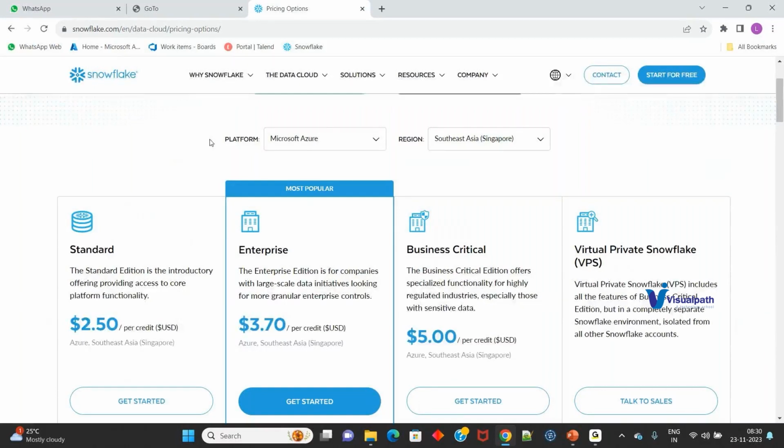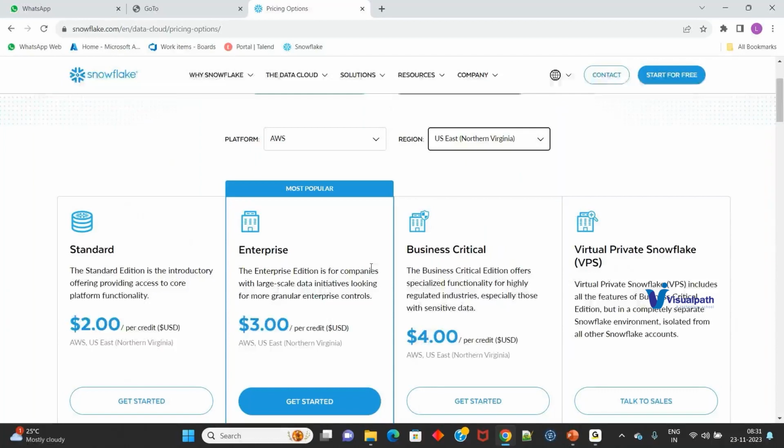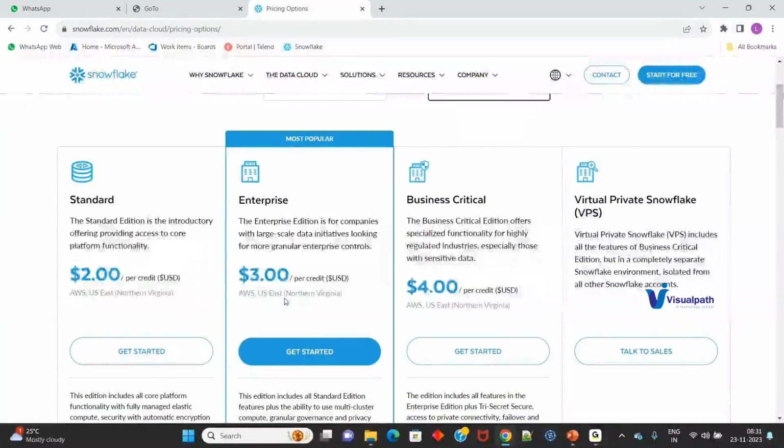Now let's say here we have platforms like Microsoft Azure. Whatever cloud platforms are there, you can select; let's say I want to see AWS. In AWS, you have these many regions. Let's say I'm going to US East Northern Virginia. Here, if you see the charges, we have the editions: standard, enterprise, business critical, VPS. Those are the four editions we have discussed. For the standard edition, it will cost $2 per credit.